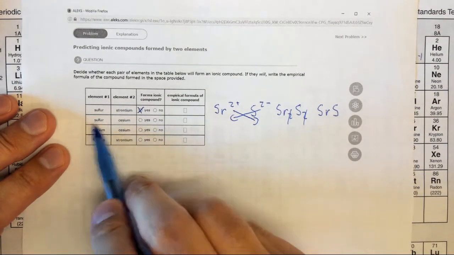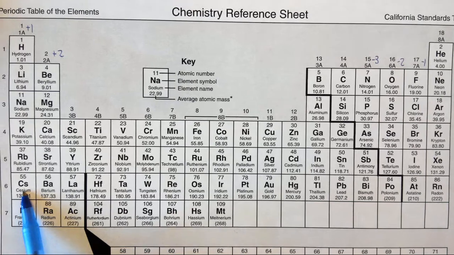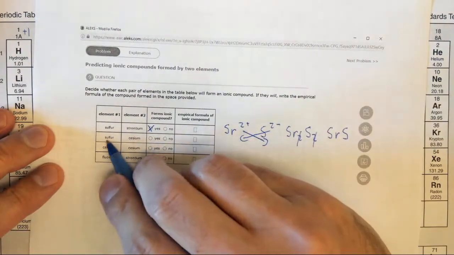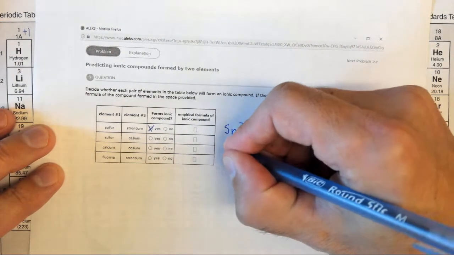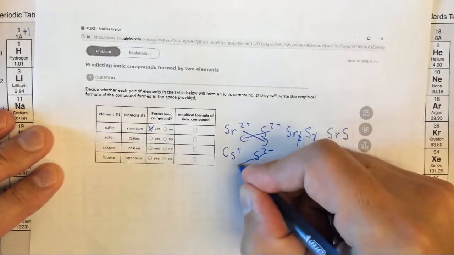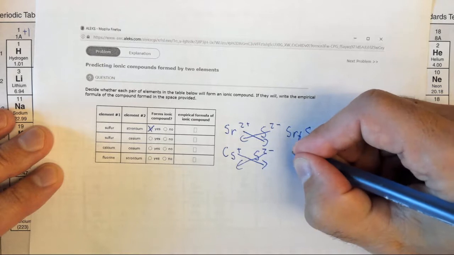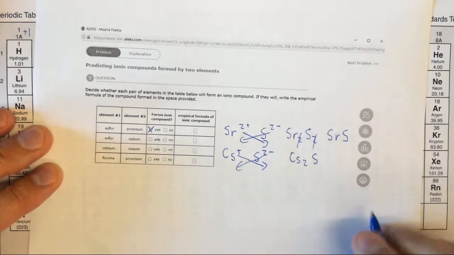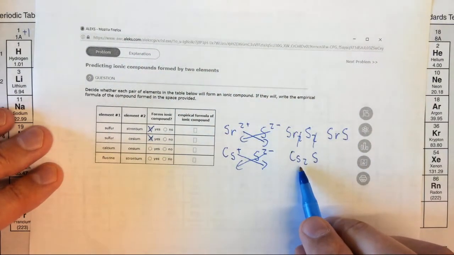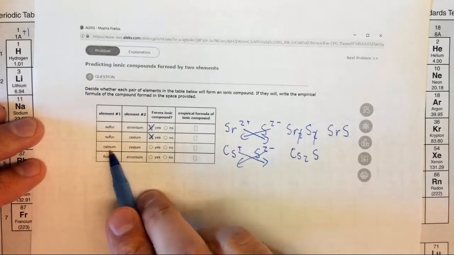Next, we have cesium and sulfur. Cesium is a 1A metal, so its charge in ionic compounds will be plus 1, or just plus. So, sulfur we already know, so we have a metal and a nonmetal. So we have Cs plus, S 2 minus. Bring the number down, not the charge. In the case of the 1, you don't write it on the top or the bottom. And what you get is Cs2S, which does not have a lowest common denominator. So yes, you can form an ionic compound, and its formula is Cs2S.